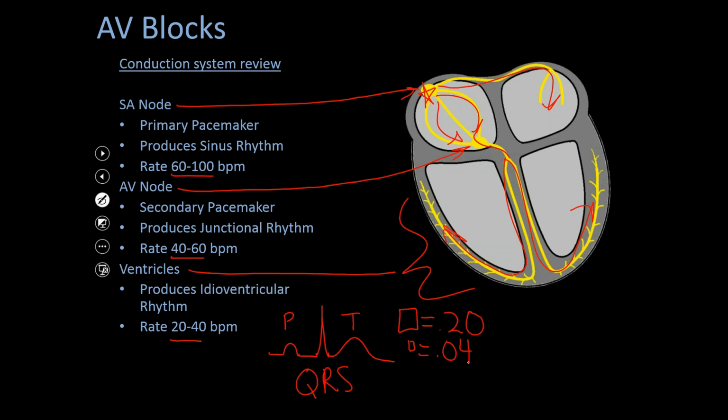And to determine the rate of either the atrial rate or the ventricular rate, you can take the number of large boxes between either P to P's or R to R's, and then take 300 and divide by that number. So if there were 3 large boxes between R to R's, then the ventricular rate would be 100 beats per minute.